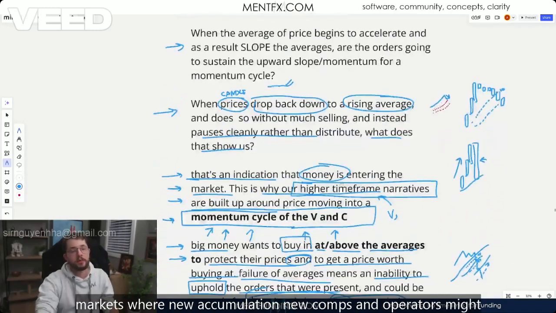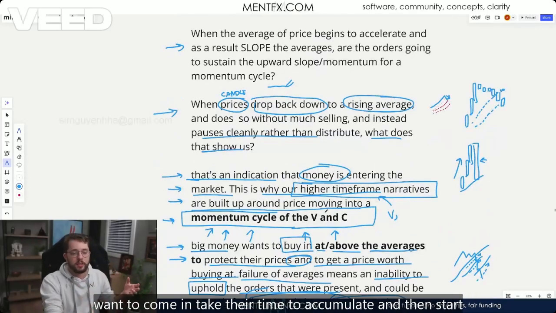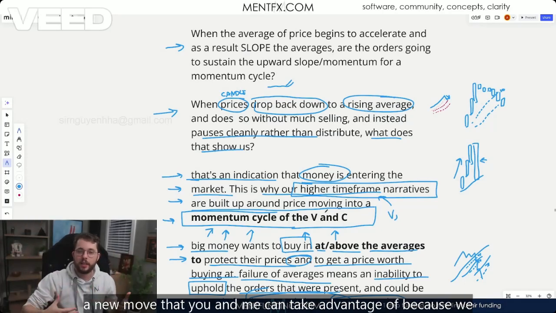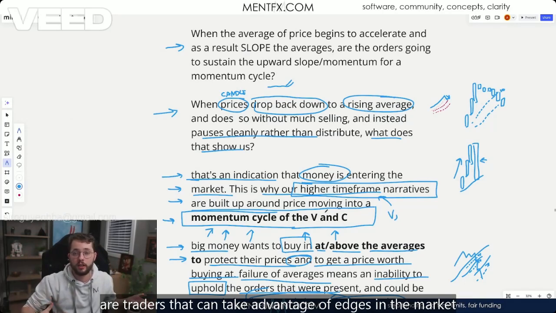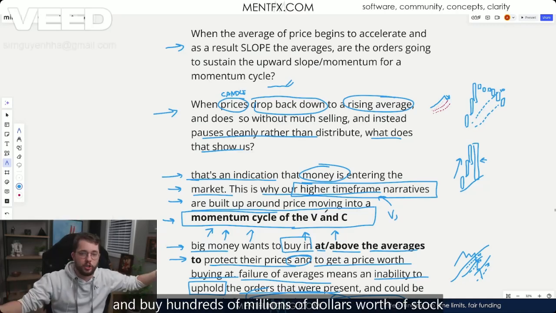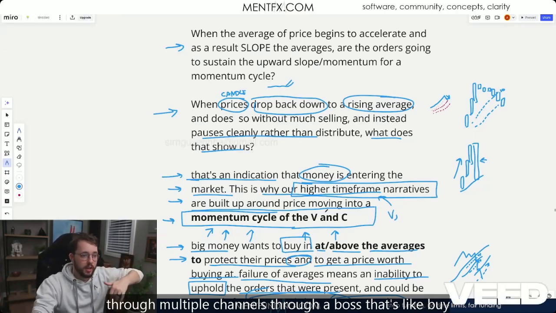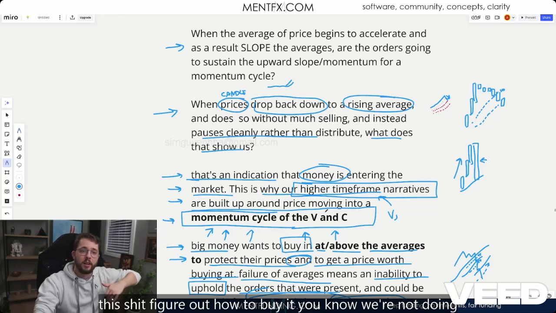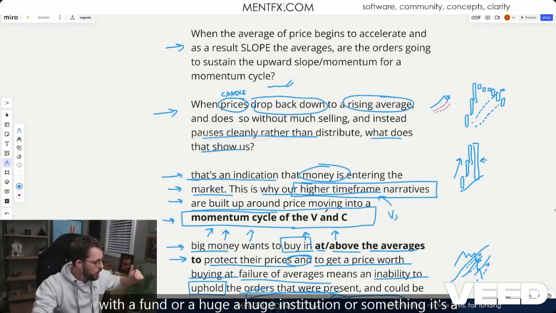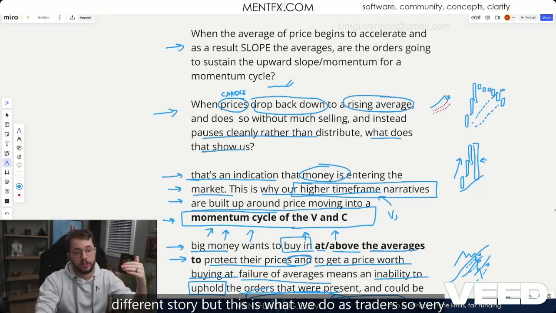Instead, it's one of those markets where new accumulation, new composite operators might want to come in, take their time to accumulate, and then start a new move that you and me can take advantage of, because we are traders that can take advantage of edges in the market and of clean trades without having to sit there and buy hundreds of millions of dollars worth of stock through multiple channels, through a boss that's like, buy this, figure out how to buy it. We're not doing that. We are traders. That's what a trader does. If you operate with a fund or a huge institution, it's a different story. But this is what we do as traders.